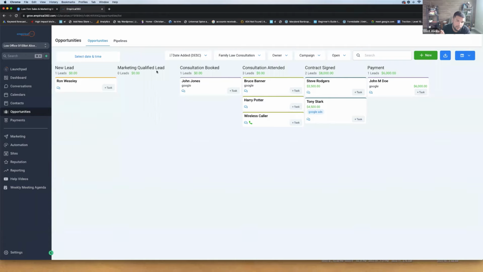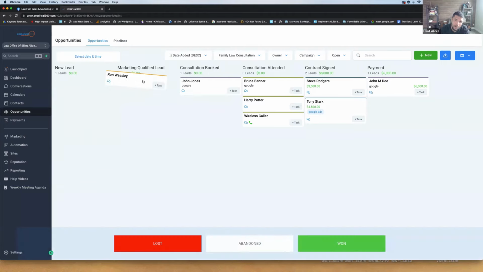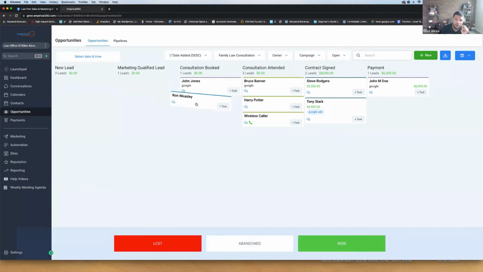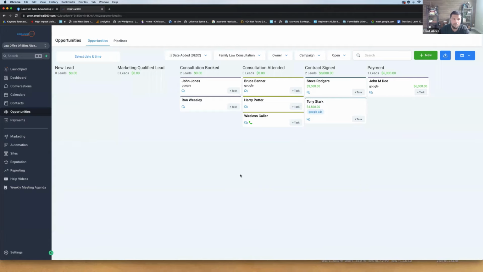Now, again, how we determine that is Ron has a DUI and he's in our jurisdiction. All right, so everybody's happy. Now Ron is in the marketing qualified lead stage. The next point that we need to move him to is either we need to disqualify him, but we already determined he has a DUI and he's in our jurisdiction, or we move him here and we try and get him to book a consultation. So let's just say that Ron fits all the criteria. We're happy. We're going to book Ron for a consultation. Now he's in our consult book stage.